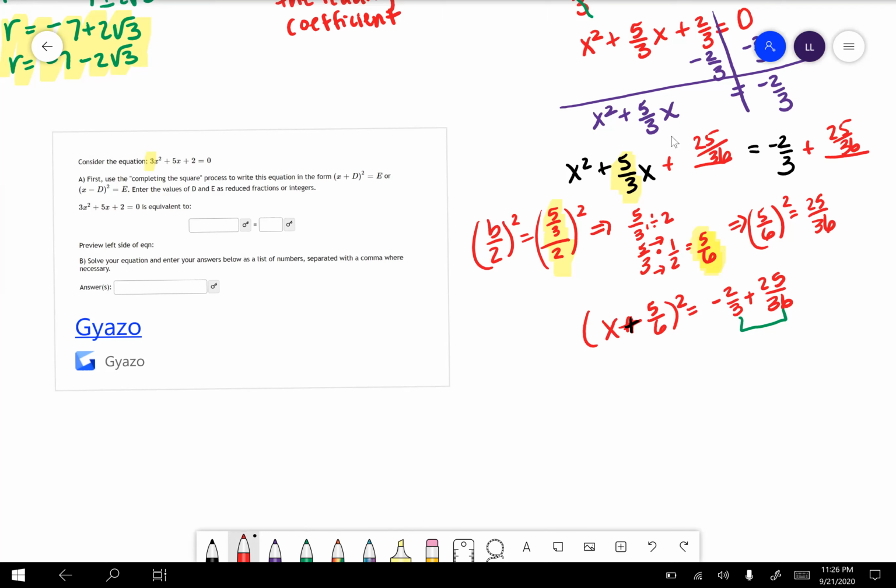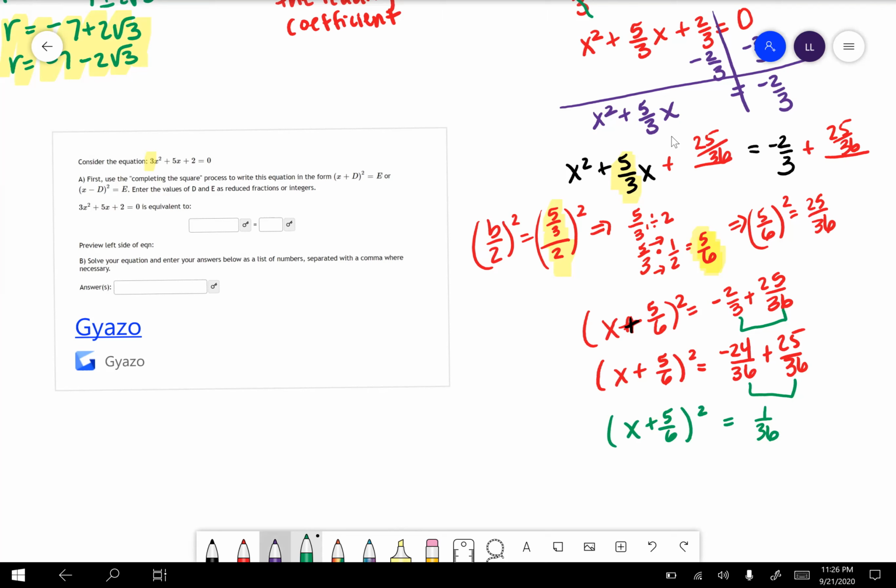As I mentioned before, we want to keep fractions, right? So we're going to have to make this an equivalent fraction. So times 12 is negative 24 over 36 plus 25/36. All right, that means that this is equal to 1/36. So x plus 5/6 squared is equal to 1/36.